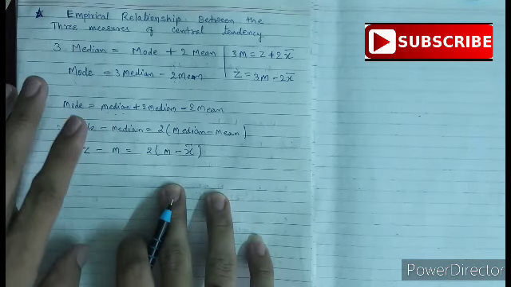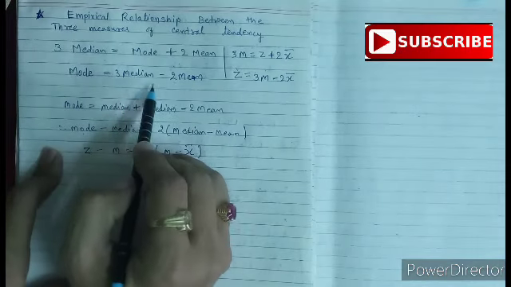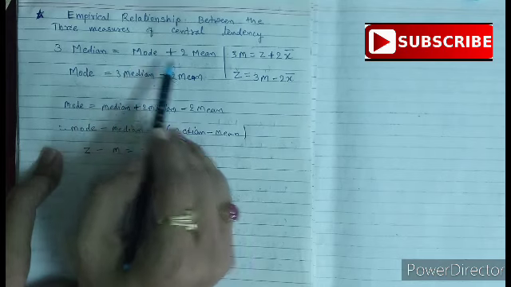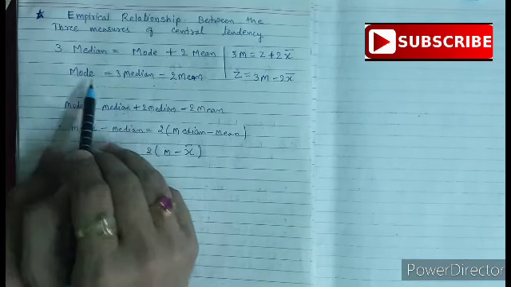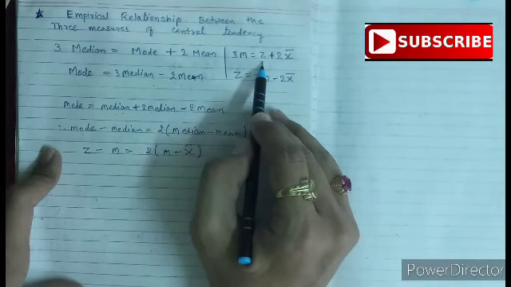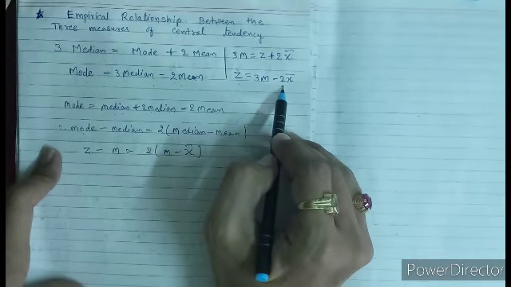So these are different forms of the same relationship. You have to remember one of these. It will be easy for you to remember either the first or the second. So you can remember 3 median equals mode plus 2 into mean, or mode equals 3 median minus 2 mean, or 3m equals z plus 2x bar, or z equals 3m minus 2x bar. So this is the empirical relation which we understood.